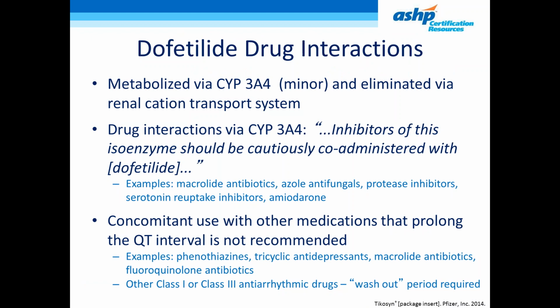Now, if we look at Dofetilide, this patient was on Dofetilide as a home medication. Dofetilide has several unique drug interactions that must be considered. First, Dofetilide is metabolized via cytochrome P450 3A4 as minor metabolism, and then it's eliminated via the renal cation transport system. It first has drug interactions via the cytochrome P450 3A4 system. And the package insert states that inhibitors of this isoenzyme should be cautiously co-administered with Dofetilide. So examples being macrolide antibiotics, the azole antifungals, the protease inhibitors, SSRIs, and amiodarone.